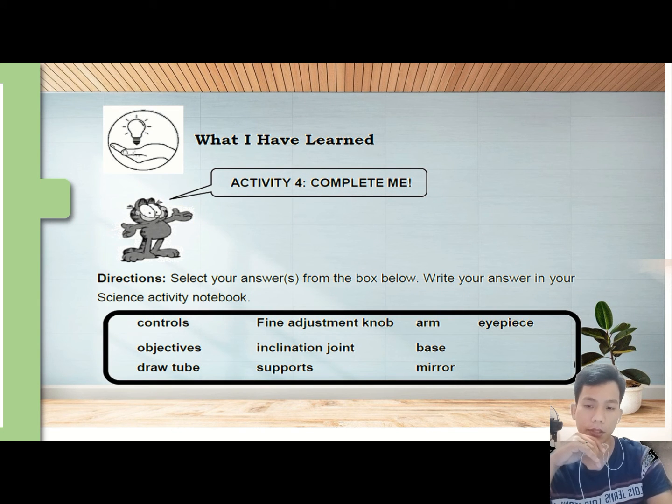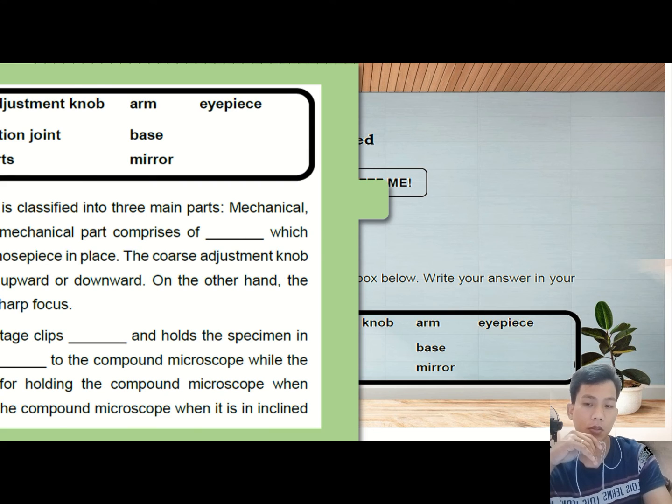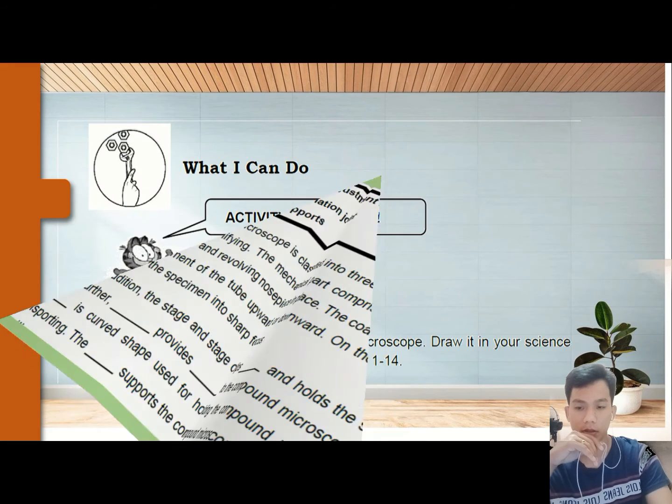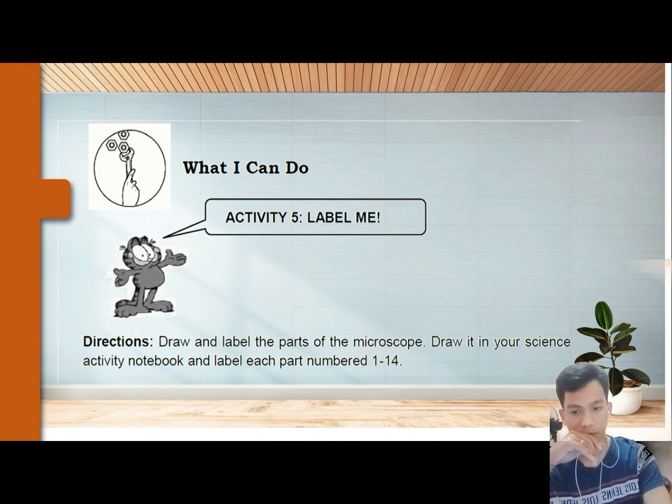Next, what I have learned. Okay, so direction is to select your answers from the box below. Write your answers in your science activity notebook. Ang gagawin mo lang is pipili ka lang ng word that fits to the blank spaces na nandyan sa paragraph natin. Okay, so next, what I can do.